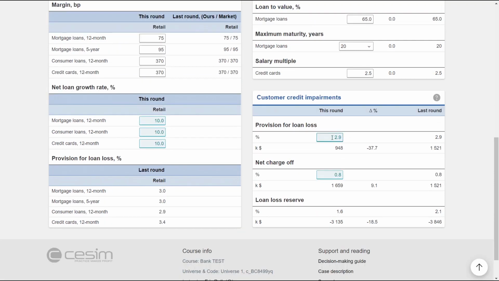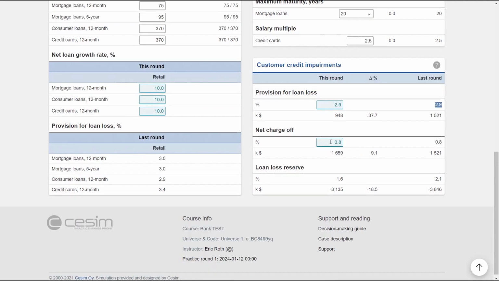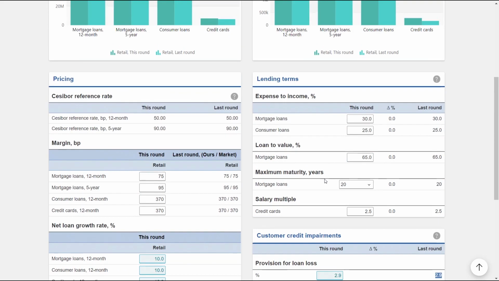Here I make an estimation about the credit impairments. So provision for loan loss, I can see the number from here, what it has been in the round before, and then for this round I make the estimation. And then the net charge-off is my estimation about how much of these loan loss provisions are going to be written off eventually. The system calculates these numbers anyway, so the estimations that you see here are only used for your own pro forma statements.